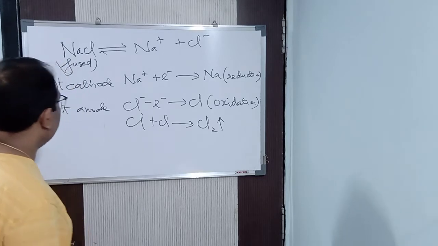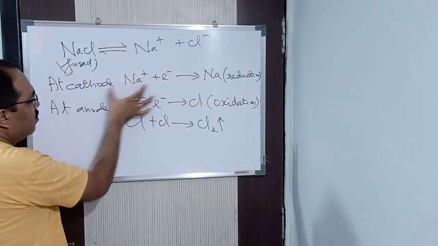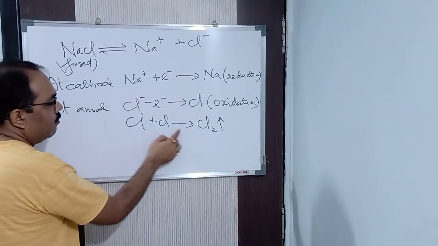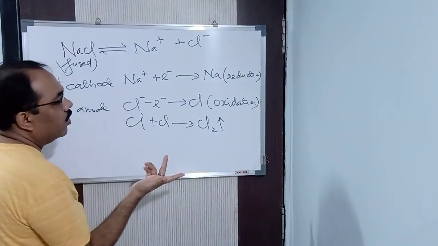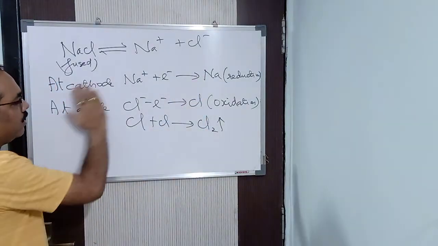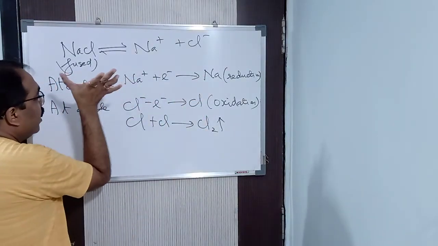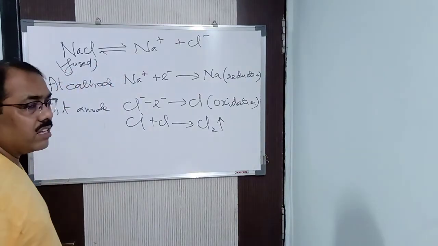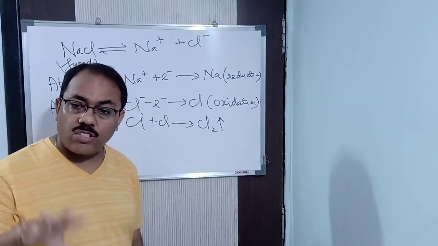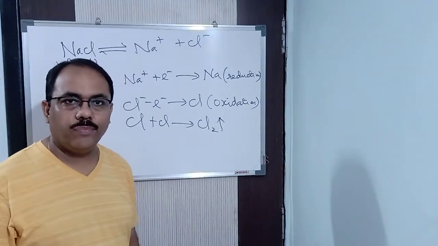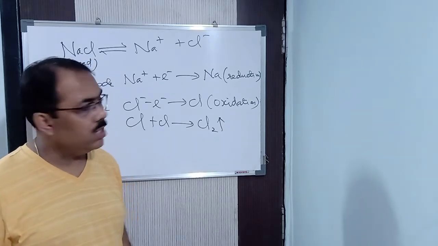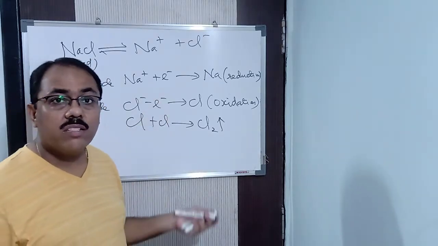So what you find is that at cathode cations go, at anode anions go. In this way each is converted into a neutral atom, which combines with another neutral atom to form a molecule. So reduction takes place at cathode and oxidation at anode. So an electrolytic reaction is also called a redox reaction. You have studied in lower classes that when oxidation and reduction take place together, that is called a redox reaction.